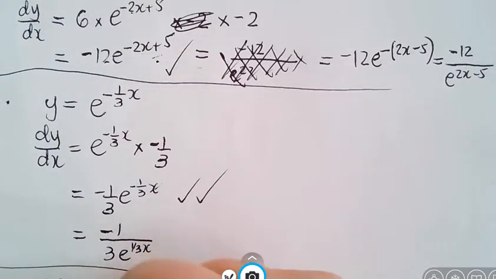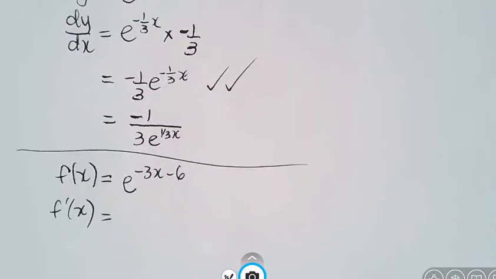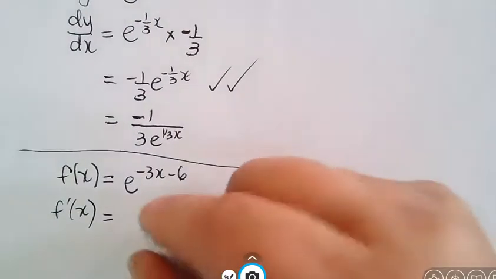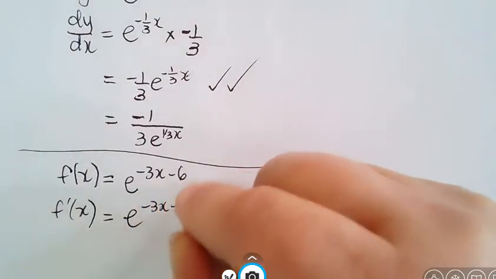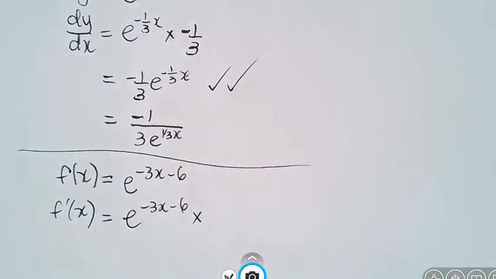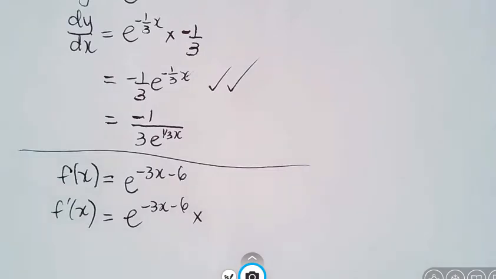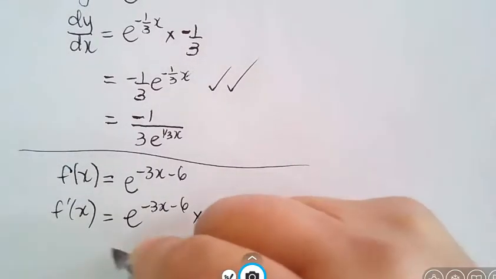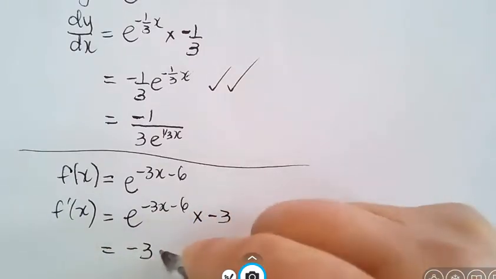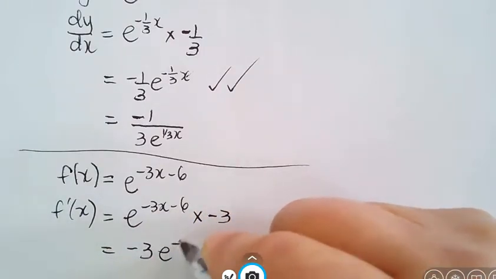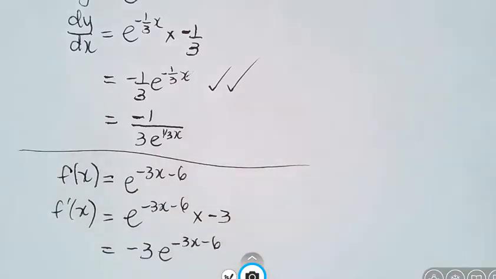Just use some new notation. If function of x is e to the negative 3x minus 6, what's f dashed x? So what do we do? The derivative of an exponential is the same function times, differentiate what's up there. So times negative 3. And always just put that in front now. So it's negative 3 e to the negative 3x minus 6.